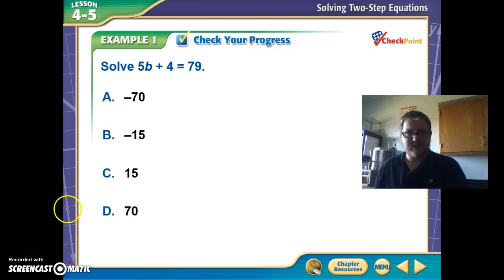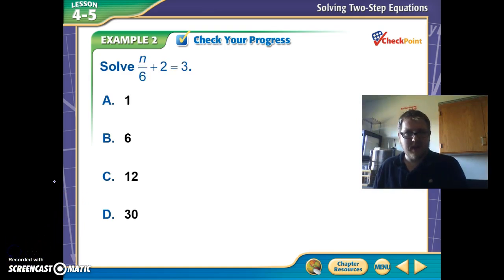So go ahead and try to solve for b. 5b plus 4 equals 79. Pause if you need to. And try this one. n divided by 6 plus 2 equals 3. I'll give you a chance to pause.